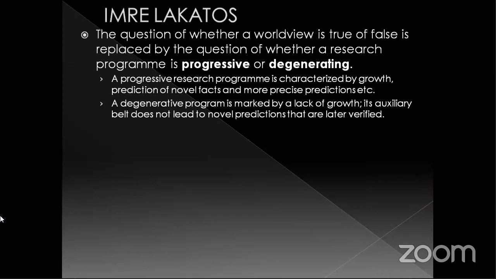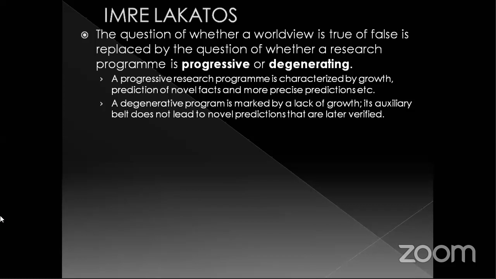The question of whether a worldview is true or false is replaced by whether a research program is progressive or degenerative. A progressive research program is characterized by growth, prediction of novel facts, and more precise predictions. A degenerative program is marked by a lack of growth. Its auxiliary belt does not lead to novel predictions that are later verified.